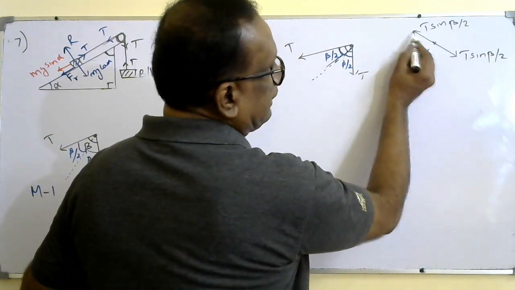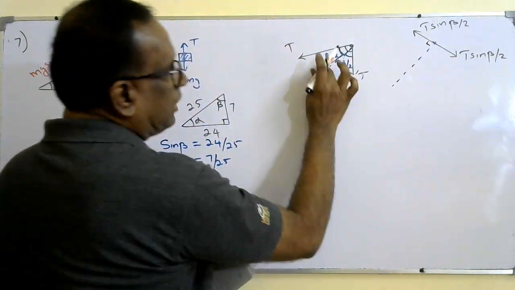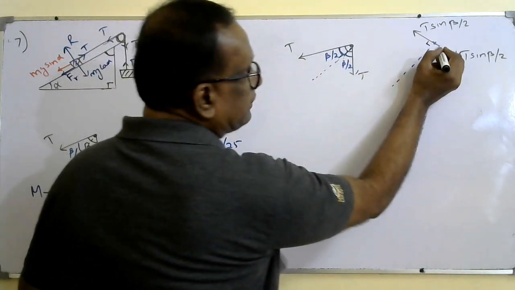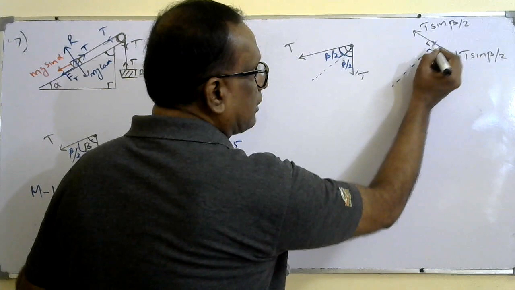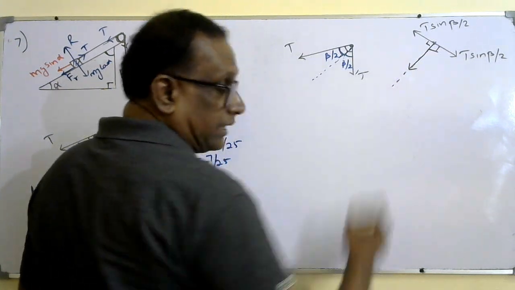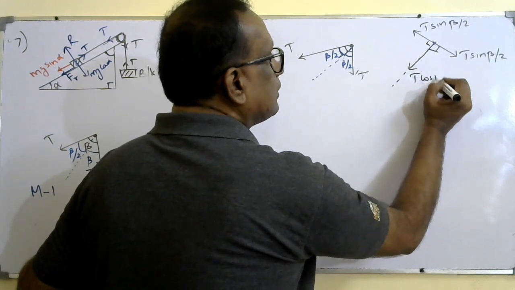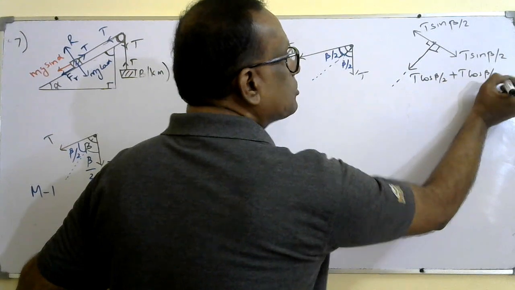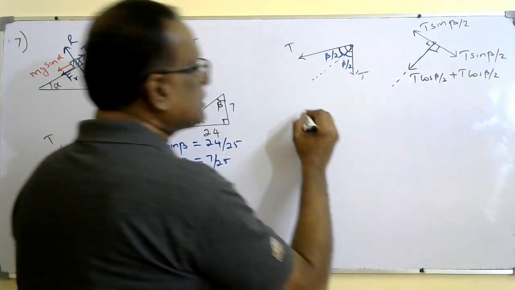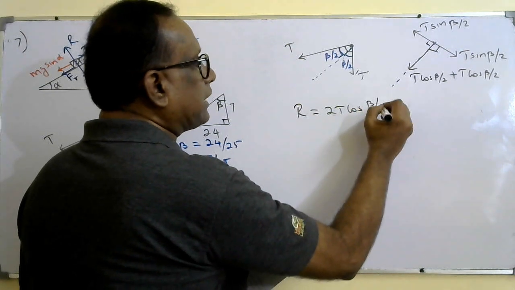So T sin(beta/2) and T sin(beta/2) are both perpendicular to the blue line I used to show the bisector, so they will get cancelled. The component along the line that gives the bisector is going to be T cos(beta/2) plus T cos(beta/2). So the result is going to be 2T cos(beta/2).